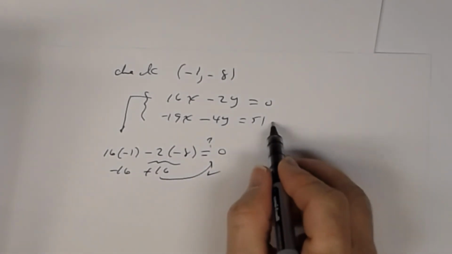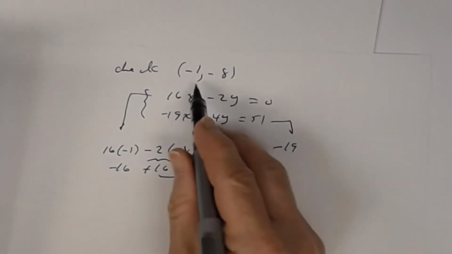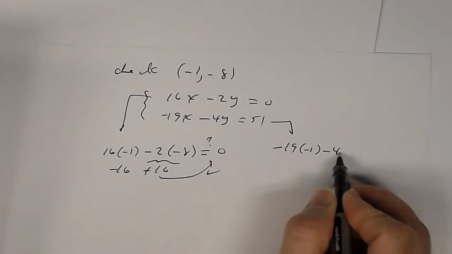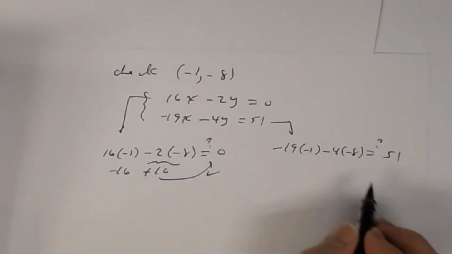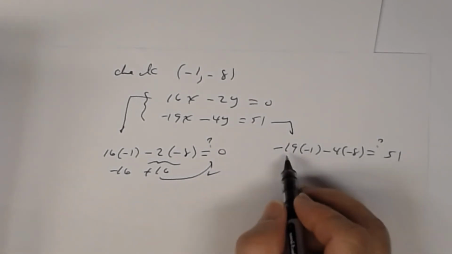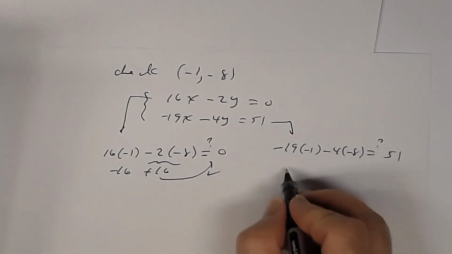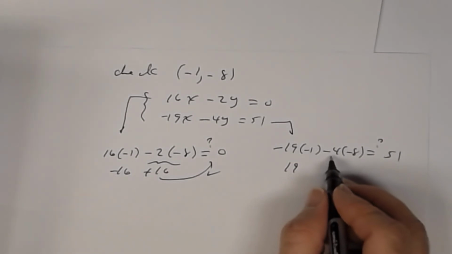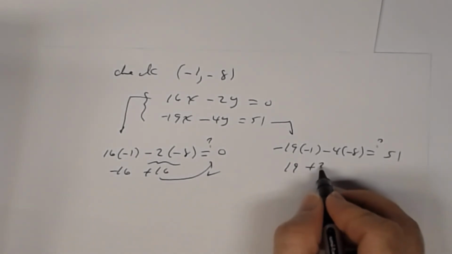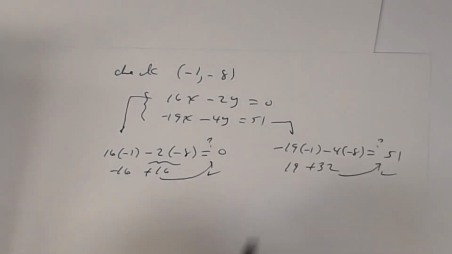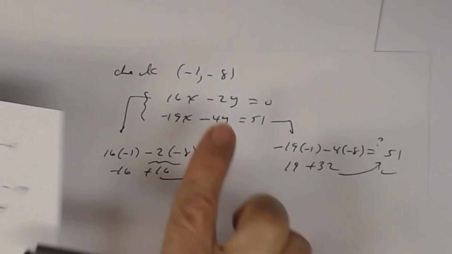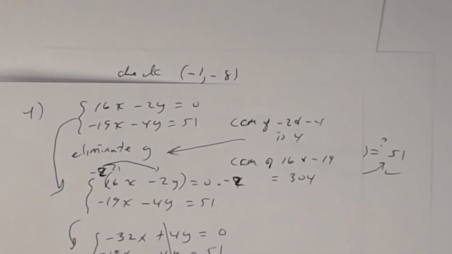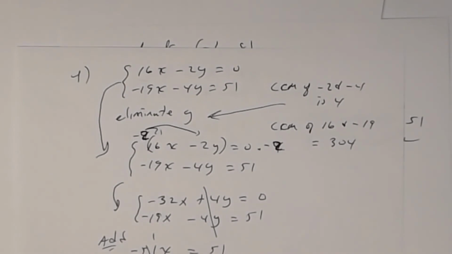All right, now let's do the other one. Negative 19 times x, which is negative 1, minus 4 times y, which is negative 8. And you want to see if that's going to equal 51 this time. Well, negative 19 times negative 1 is a positive 19. A negative 4 times a negative 8 is a positive 32. And when you add them up, you do get 51. So this works out. So negative 1, negative 8 is actually our solution. That ordered pair makes both of those equations true at the same time.